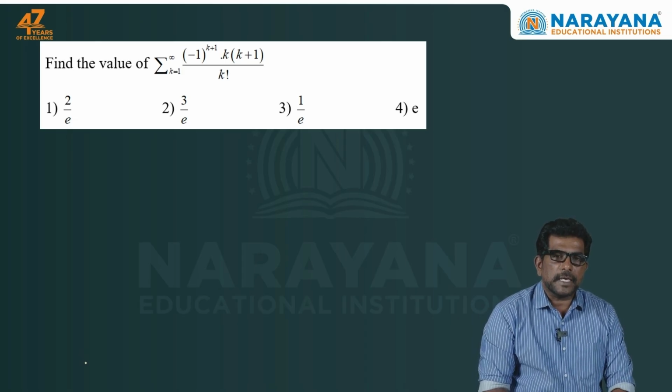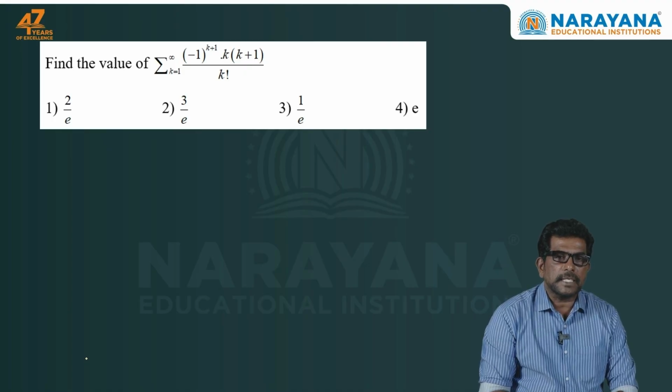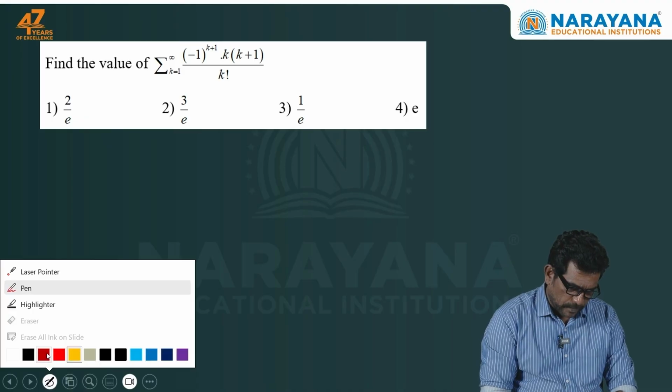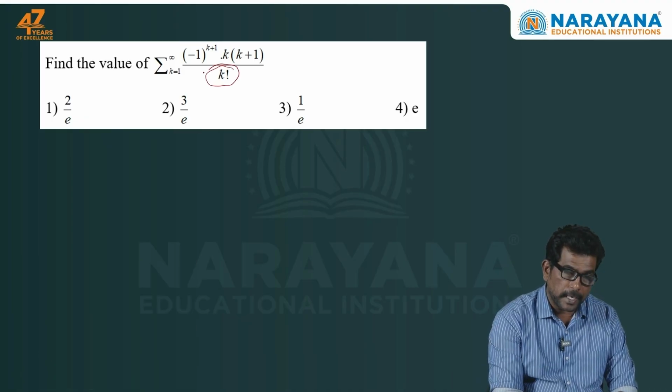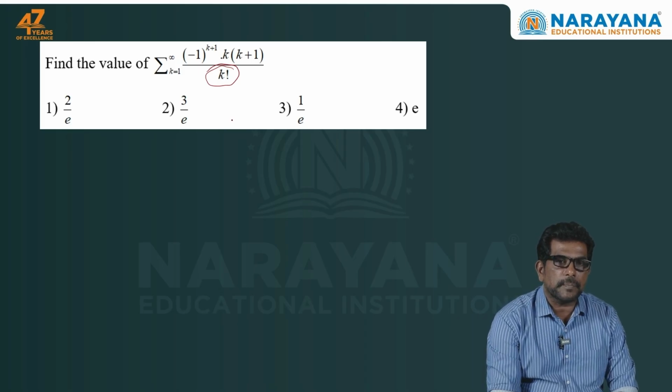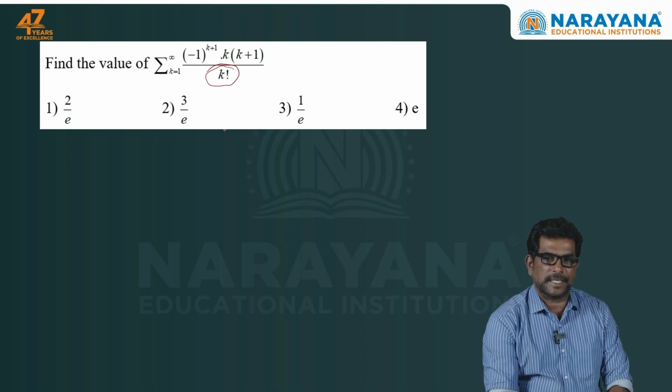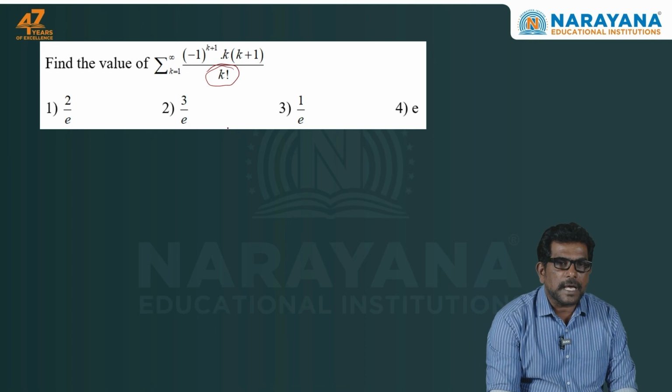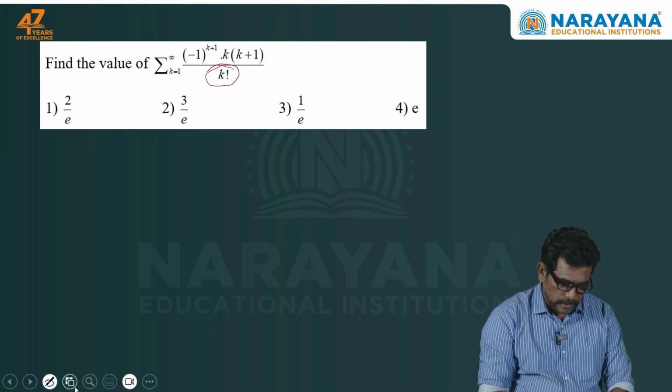The problem is related to sequence and series, especially here by observing the denominator. The denominator is k factorial, which means it is related to the exponential series, because factorial appears only in the exponential series. They have asked this problem in a slightly different way in sequence and series, but it is related to the exponential series.